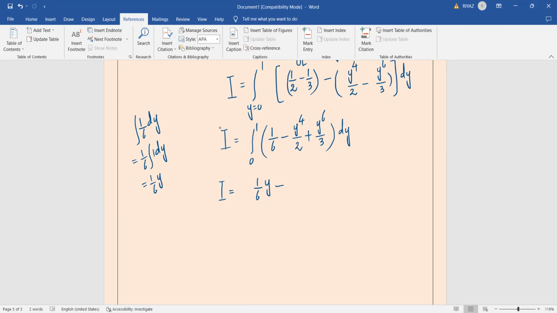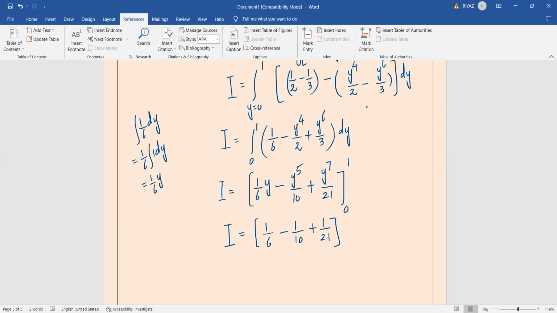Minus, y power 4 integration is y power 5 by 5, 2 5s are 10, plus y power 6 integration is y power 7 by 7, 3 7s are 21, right? And their limits are from 0 to 1. So this is I is equal to, now upper limit minus lower limit: 1 by 6 into 1, no need to write, minus 1 power 5 is 1 only, 1 by 10, plus 1 by 21, and lower limit anyhow it is 0.